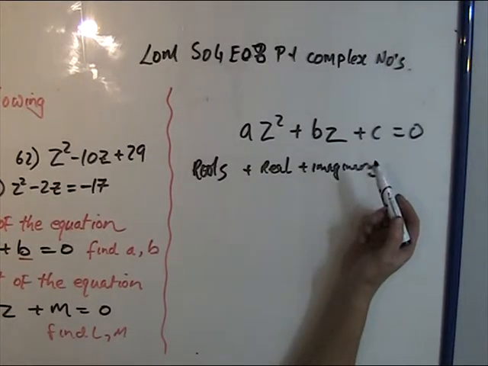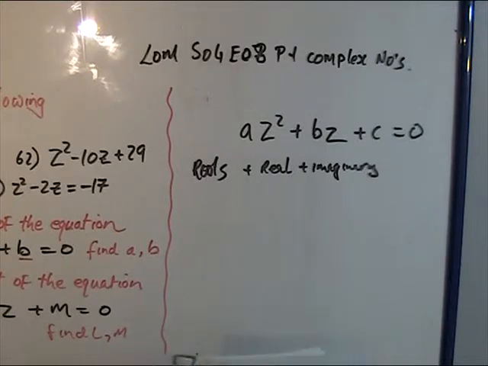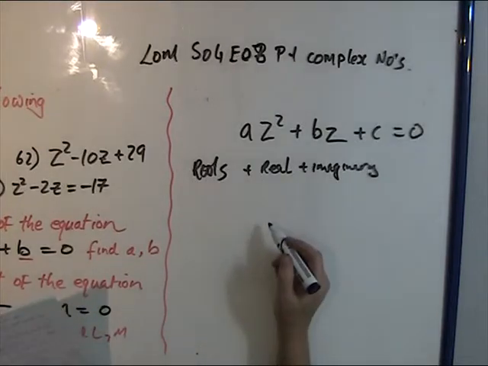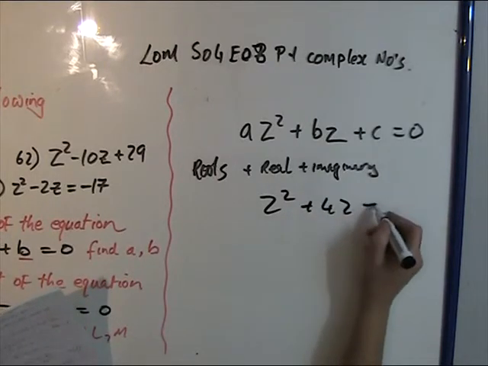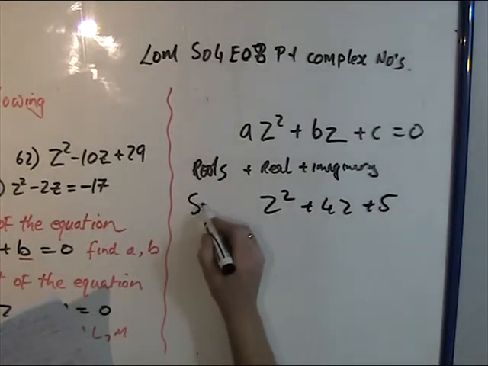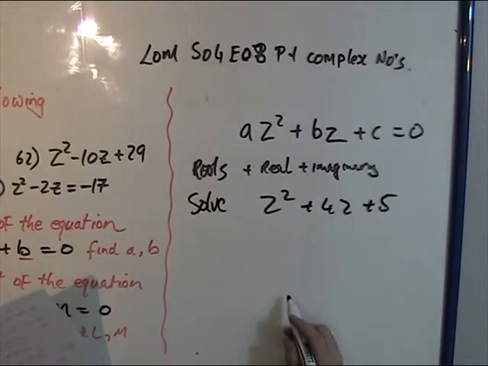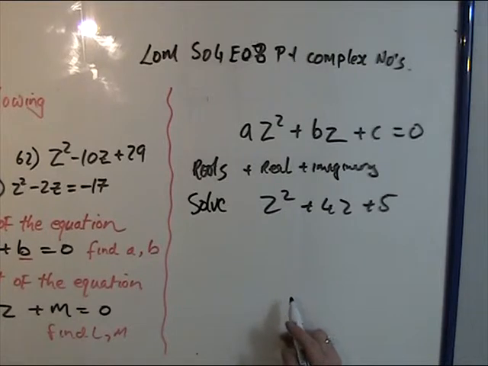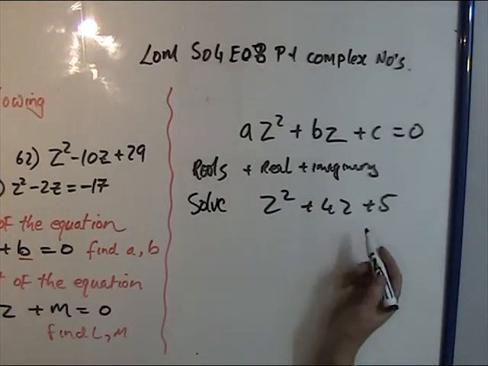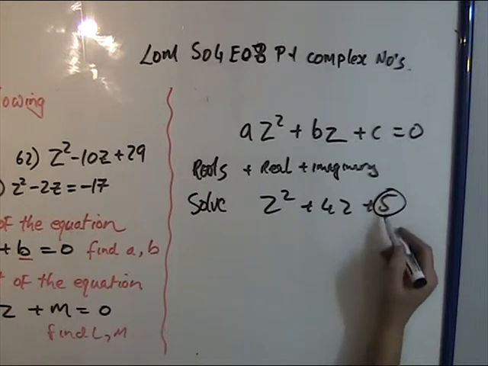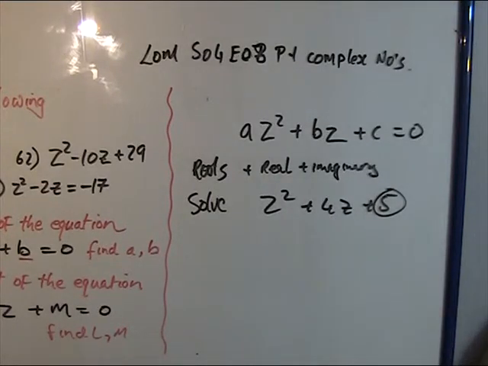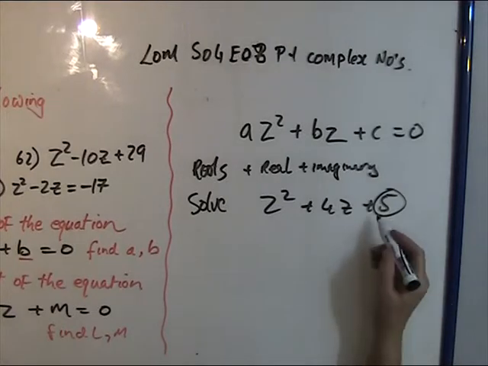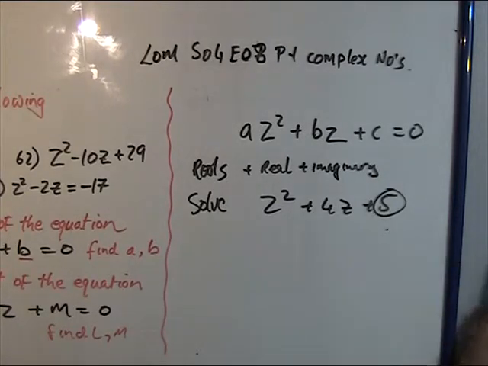Say you're given an equation and it says find the real and imaginary roots, for example, z squared plus 4z plus 5. Now it says solve for this. That's all it says, solve. In other words, find the solutions to this. I have to use the formula because there are no factors of 5 that when added give me the coefficient of the middle term, which is 4.